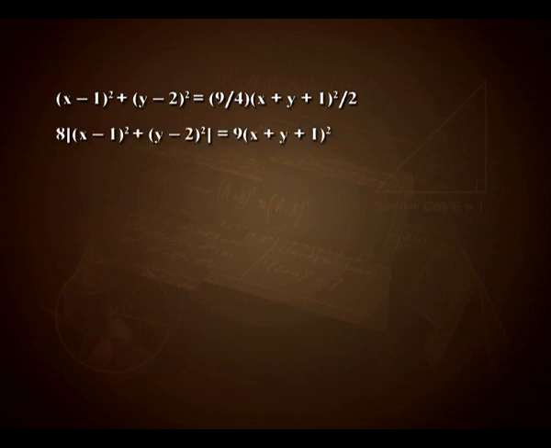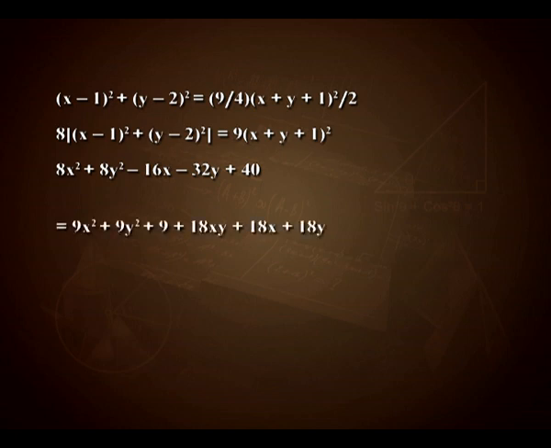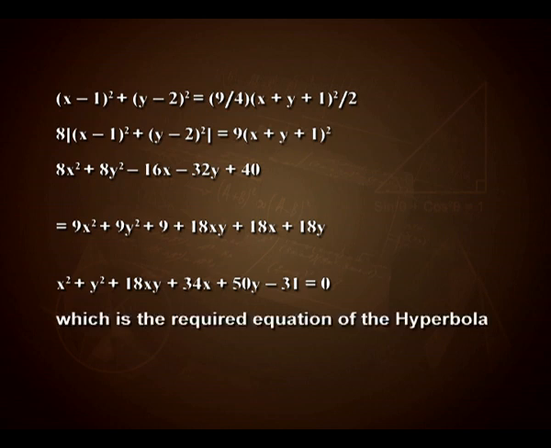Now, we have 8 multiplied by (x minus 1) whole square plus (y minus 2) whole square is equal to 9 into (x plus y plus 1) whole square, which gives us 8x square plus 8y square minus 16x minus 32y plus 40 is equal to 9x square plus 9y square plus 9 plus 18xy plus 18x plus 18y, which on solving reduces to x square plus y square plus 18xy plus 34x plus 50y minus 31 is equal to 0, which is the required equation of the hyperbola.